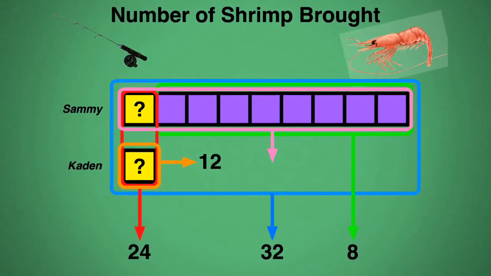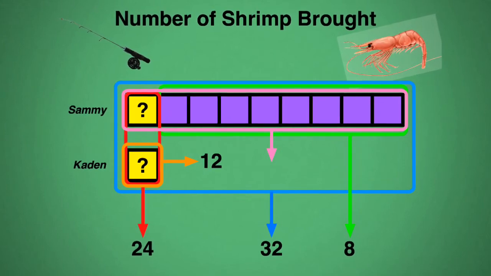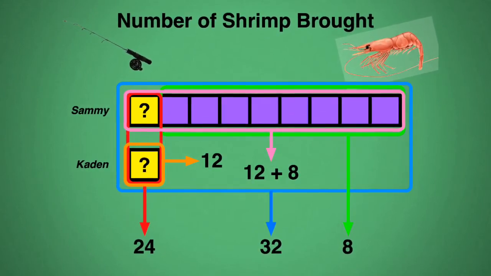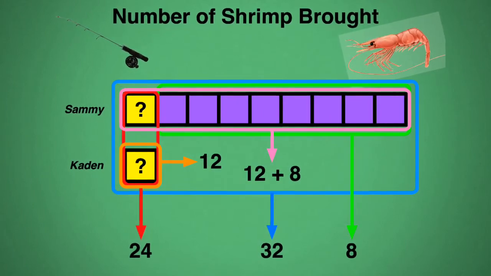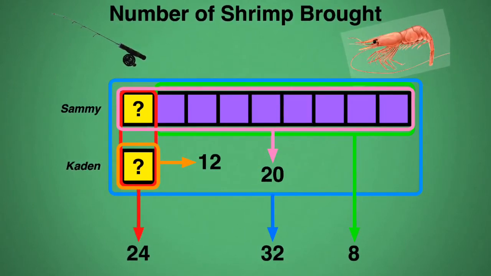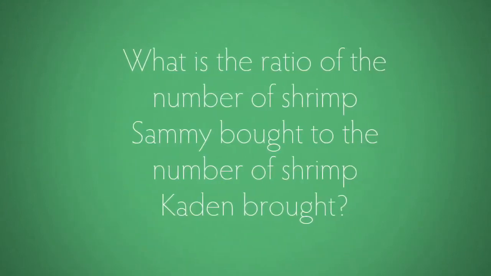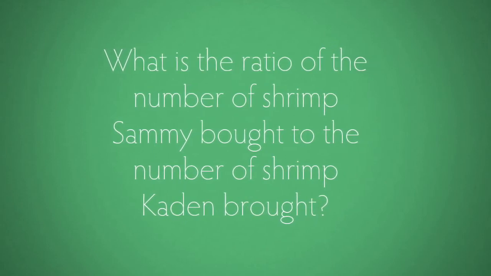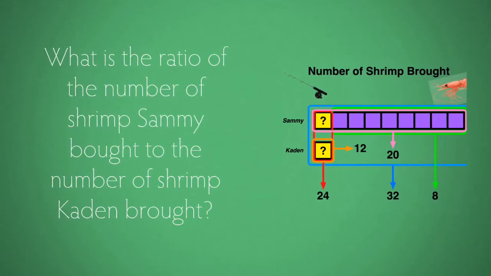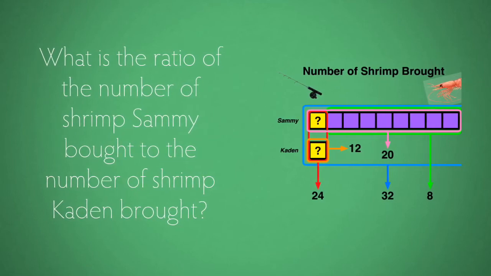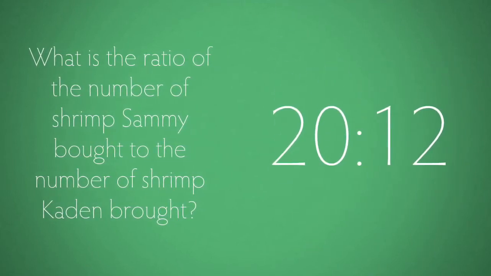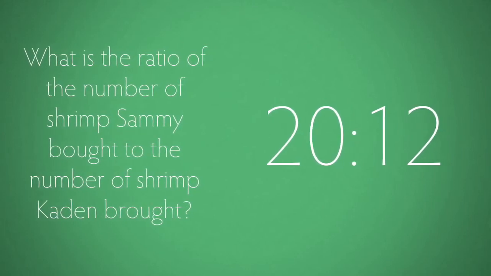Now, to find Sammy's exact amount, we see his 8 more, and we see the mystery amount, which we now know is 12. And so his mystery 12 plus his 8 more is 20 total shrimp for Sammy. Let's answer some questions, like what is the ratio of the number of shrimp Sammy brought to the number that Caden brought? Well, Sammy brought 20, and Caden, we found out, brought 12, and so our ratio of Sammy bringing shrimp to Caden is 20 to 12.